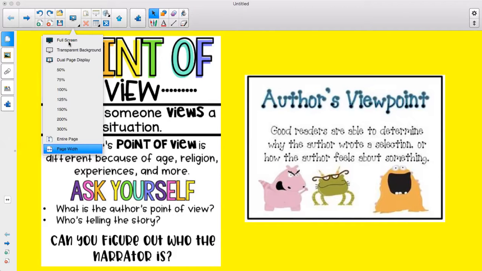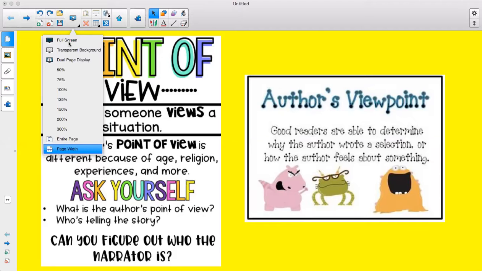Underline any reason the author gives to support his or her opinion. Lots of times in nonfiction writing, they will give us reasons or examples of something that they're trying to teach us. Or in opinion writing, they will give us different reasons why they have that opinion.